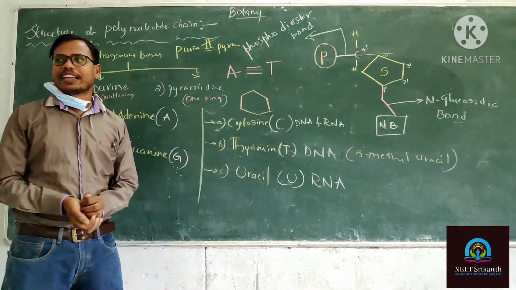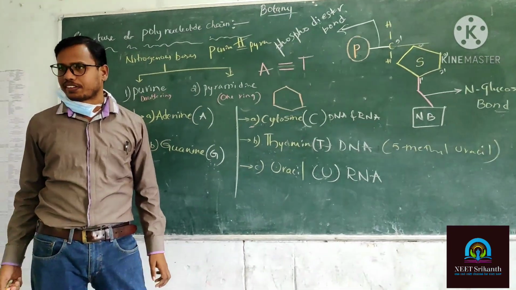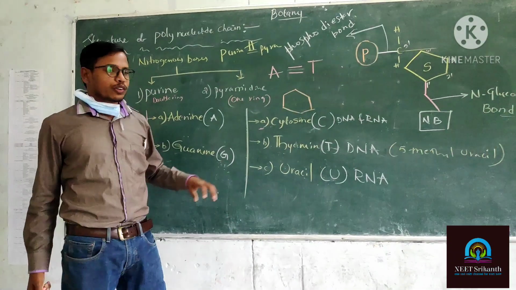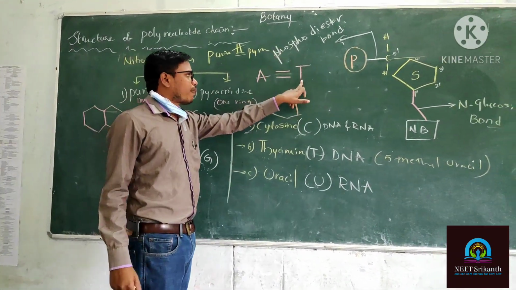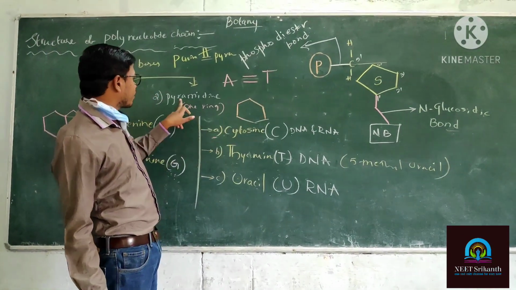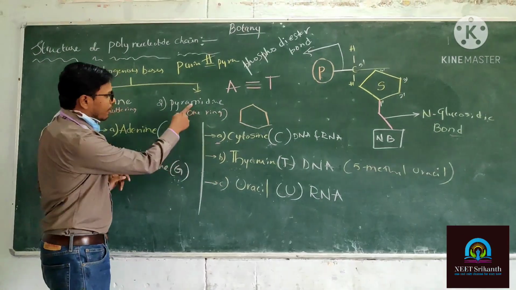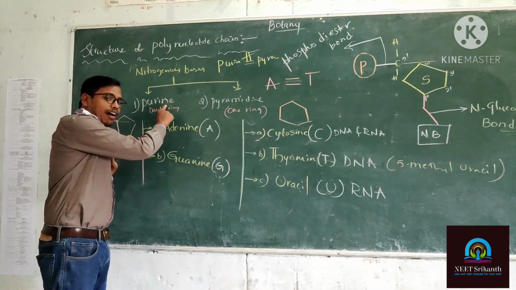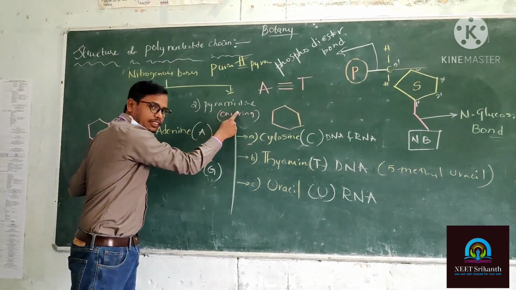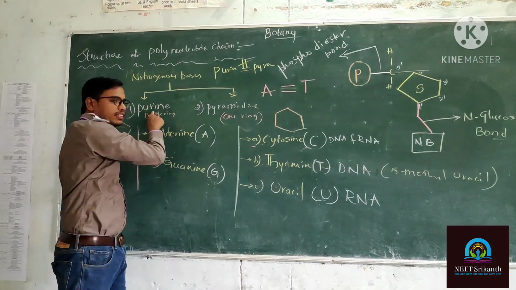thymine. You can observe the DNA, deoxyribonucleic acid. The purine is nothing but adenine, always binds with thymine. Thymine belongs to pyrimidine. Adenine belongs to purine. That means one purine always binds with pyrimidine. Pyrimidine always binds with purine.